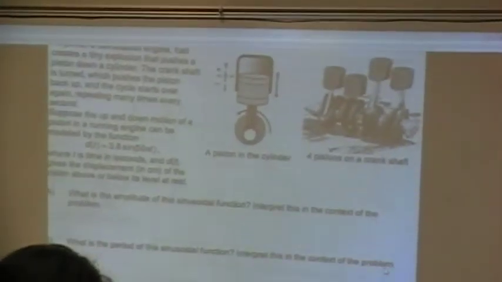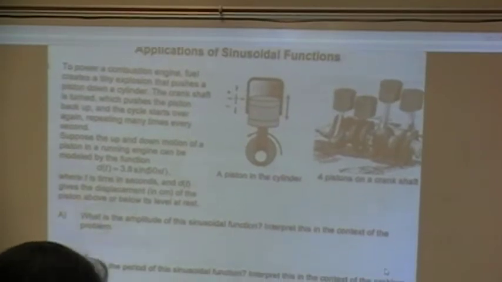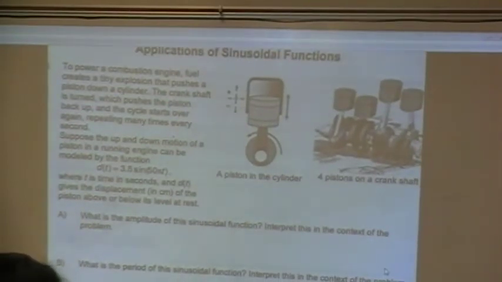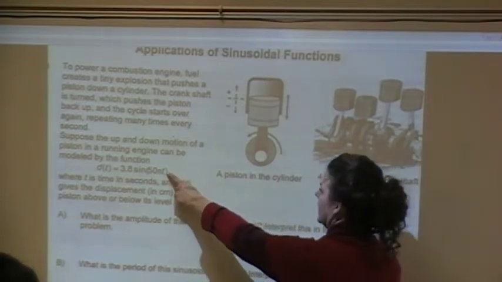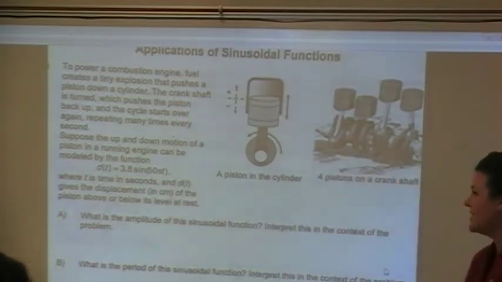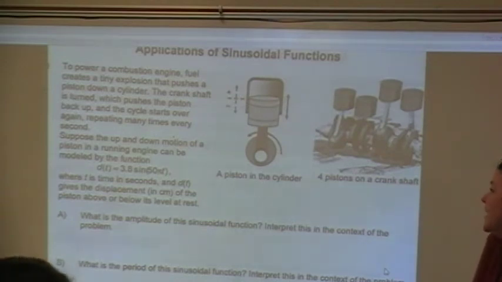So here we go. This is real life. This is how these things play into real world situations. Powering a combustion engine, fuel creates tiny explosions that push a piston up and down a cylinder, the crankshaft turns and pushes the piston up, and the cycle starts over again, repeating many, many times every second. So suppose the up and down motion of a piston in a running engine can be modeled by this function, where t is time in seconds. D of t gives the displacement of the piston above or below its level at rest.